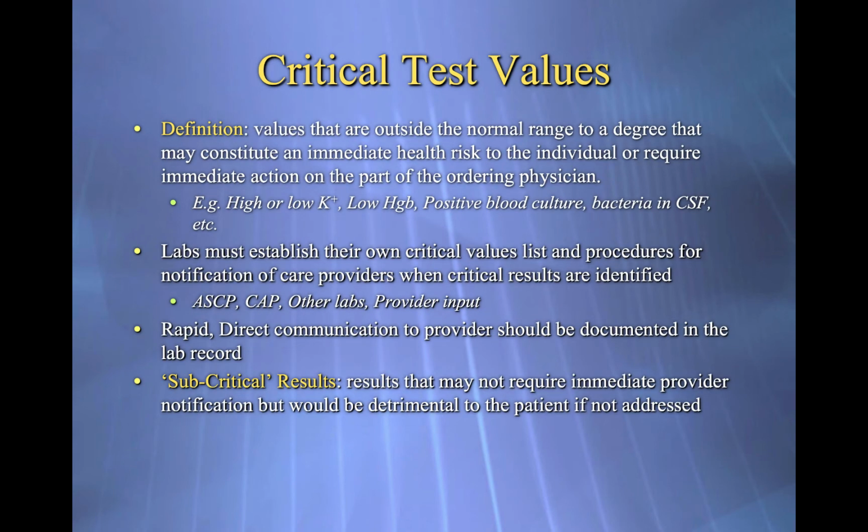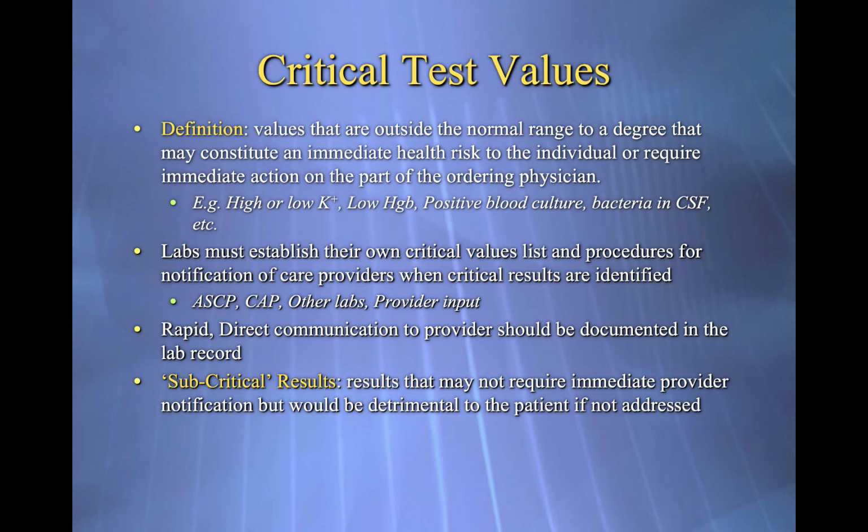Okay. Critical test values, this is in the post-analytic phase. So these are values that are outside the normal range to a degree that may constitute an immediate health risk to the individual or require immediate action on the part of the ordering physician or provider. So an example would be a high or low potassium, low hemoglobin of 3, positive blood cultures, bacteria in a CSF sample. All of these are considered very high risk and require that you notify the appropriate clinician or staff to be able to act on those results. You don't just throw them out in the computer and hope someone looks at them.